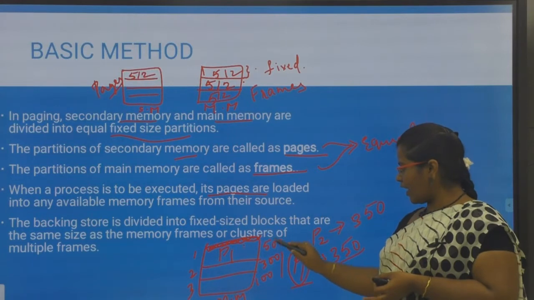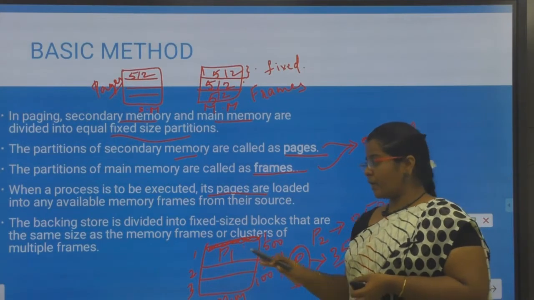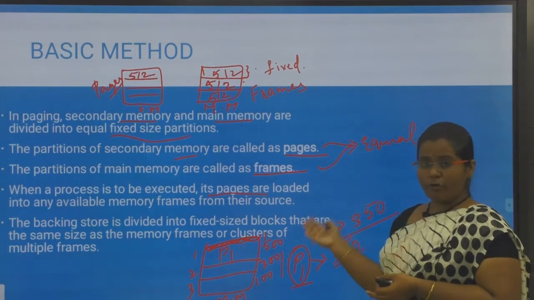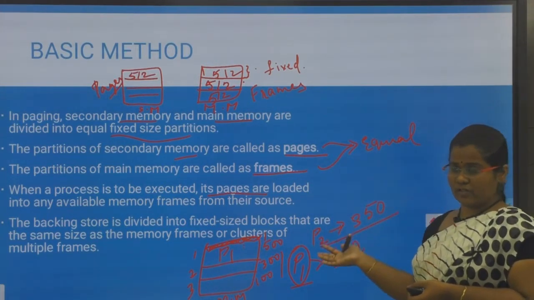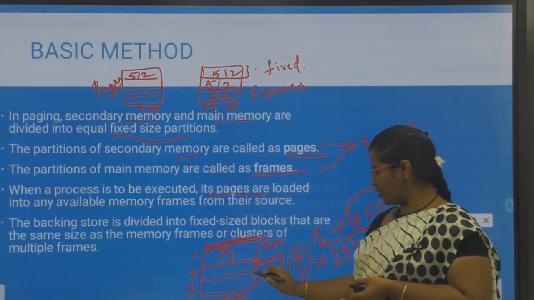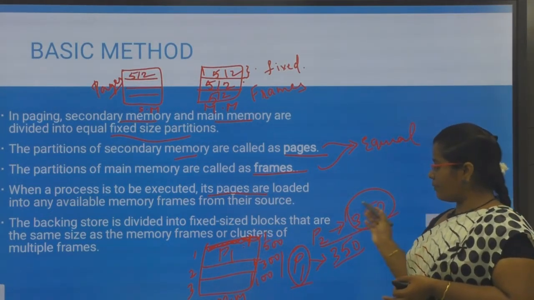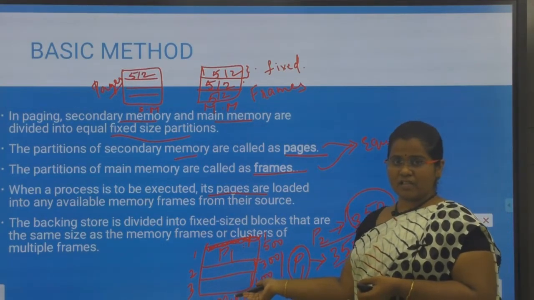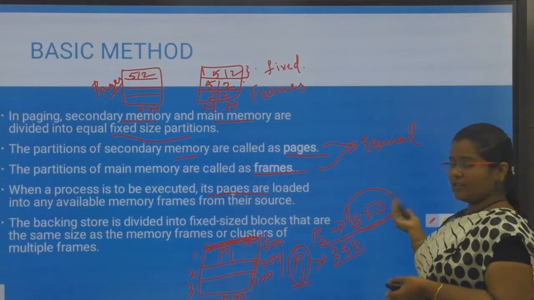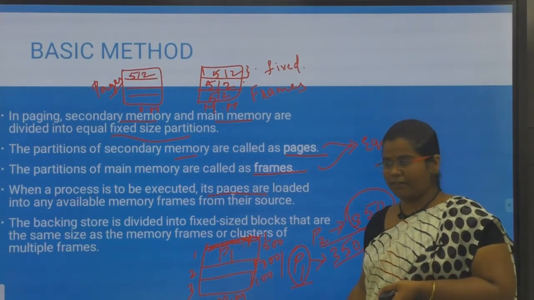Total I have 400 plus 150, so 550 bytes of memory is available, but my process size is only 350 bytes. I have more than enough memory to store this process, but since I don't have 350 bytes continuously here or here, and I cannot store it even in this partition, I am not able to store my process in main memory. Even though I have 550 bytes of memory, I am not able to store 350 bytes of process. This situation is called external fragmentation.